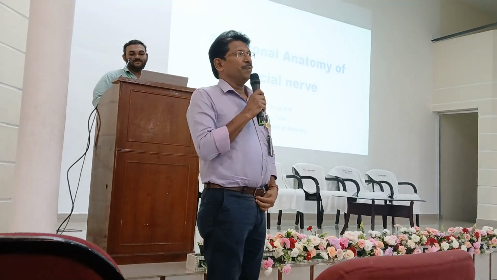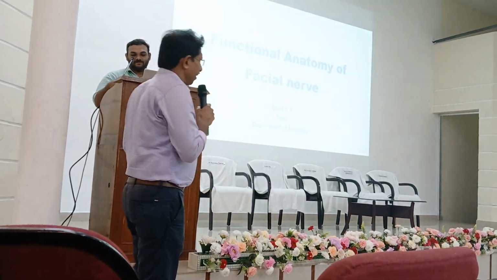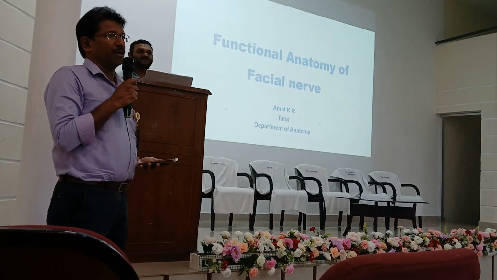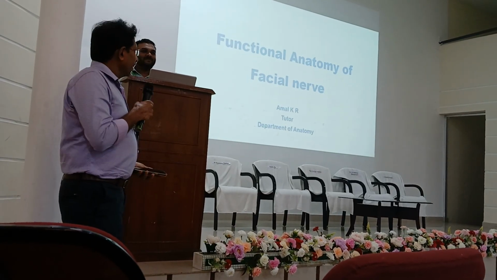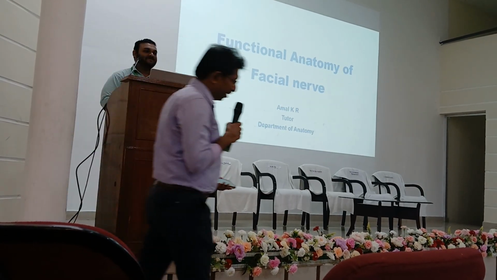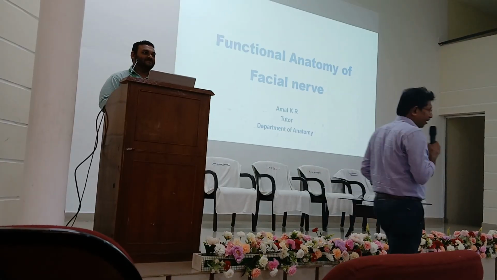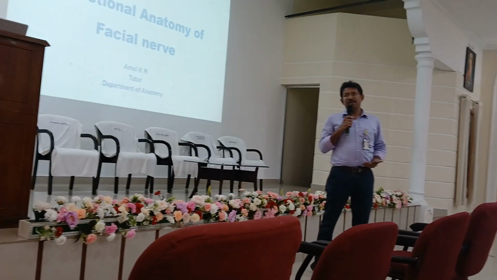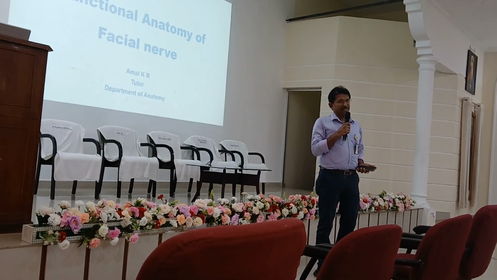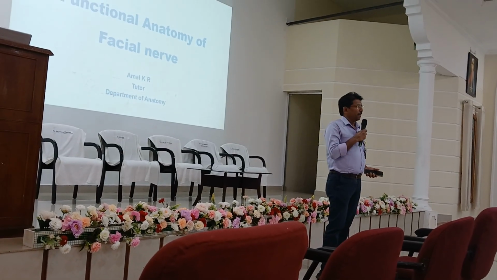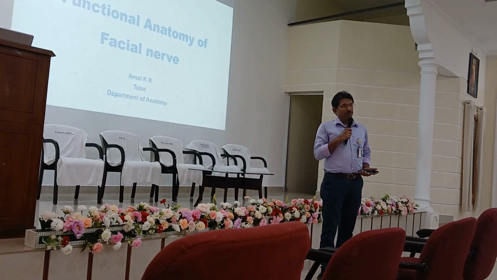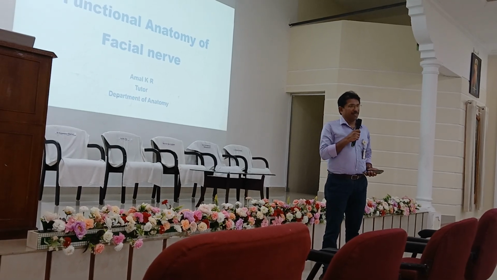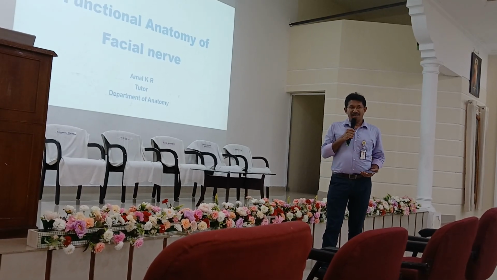Good morning, all of you. Two topics today. One is the functional anatomy of the facial nerve, and the second on antimicrobial resistance. The functional anatomy of the facial nerve is something very close to plastic surgeons, something which gives very good results in facial nerve palsies. And it's important to know the functional anatomy to plan out surgeries and also to assess what results we might get.